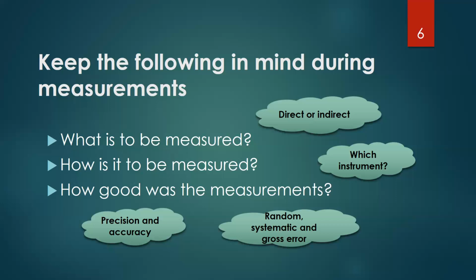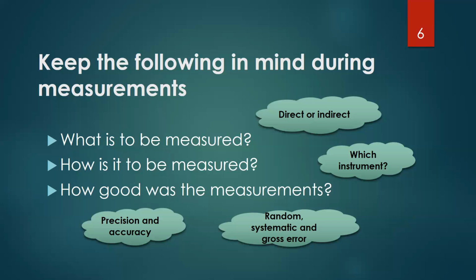Is that instrument capable of measuring it directly, or does this instrument measure something else, calculate everything inside, and give it to you as a number, the final observation? And how good is the measurement? That's very, very important. And we have two concepts here: precision and accuracy.